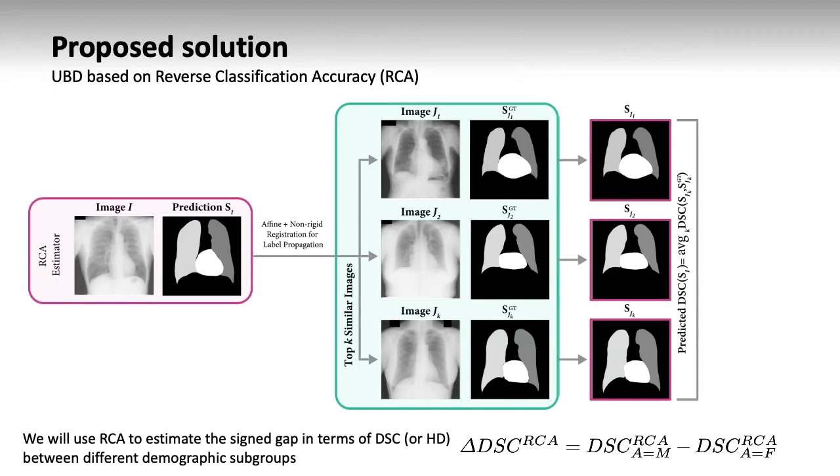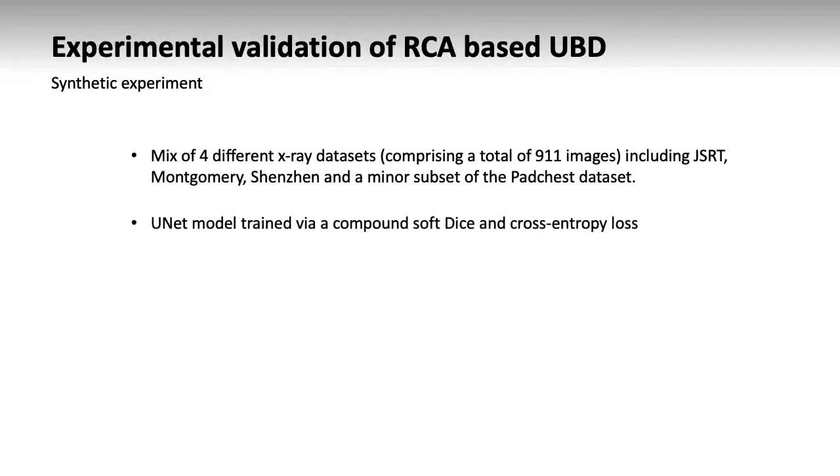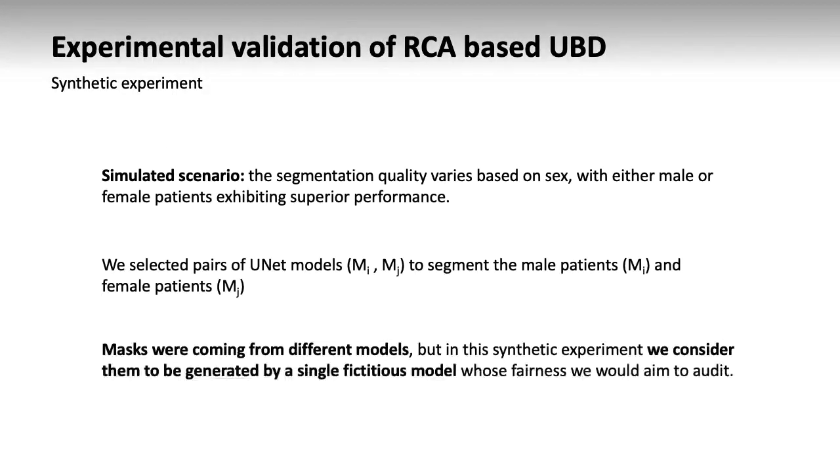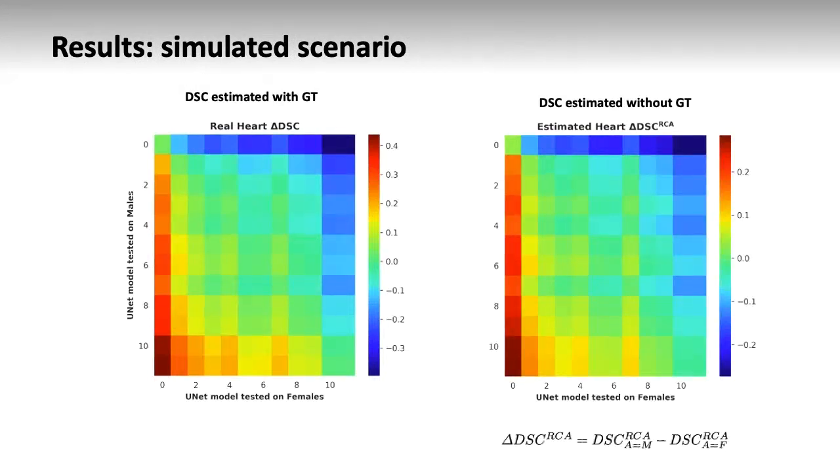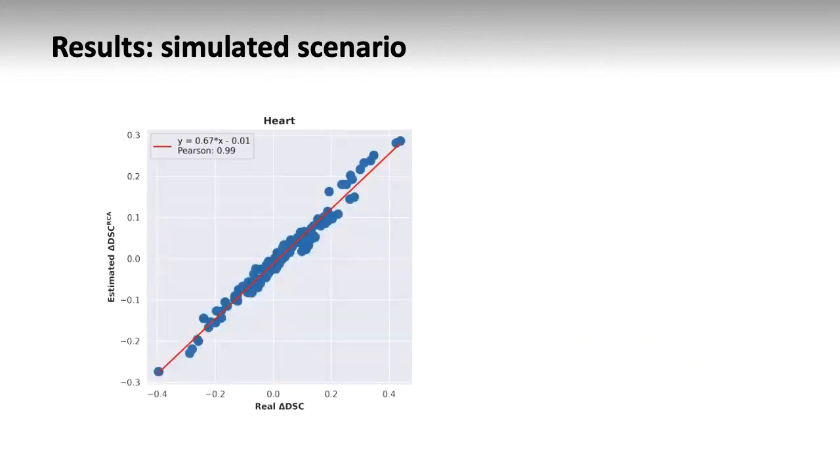And if I can use that as an estimation of the segmentation quality, I can also use that to measure gaps in segmentation quality between different subgroups. And this is what we demonstrated in this paper. I'm not going to go into the details of the experiments we did, but we basically did a strong validation to see that whatever gaps you find with real ground truth, you can recover these gaps without ground truth, using this estimate.